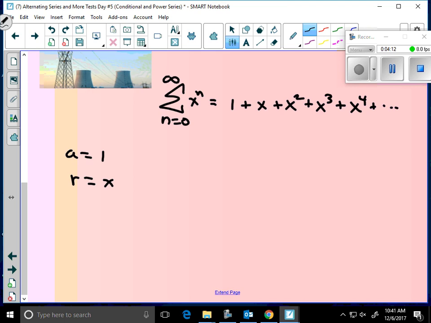When we talk about geometric series, which this is one of them, right? I have a first term and I have a common ratio. We said that our common ratio, absolute value of it, had to be less than 1. So in this case, what is our common ratio? X. Therefore, absolute value of x has to be less than 1, which means that x has to be between what two numbers? Negative 1 and possibly 1, right?